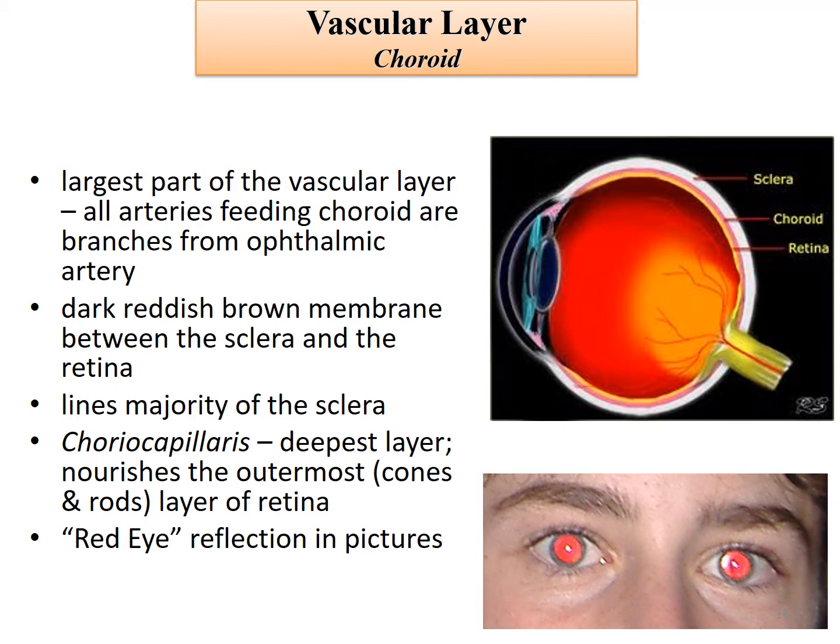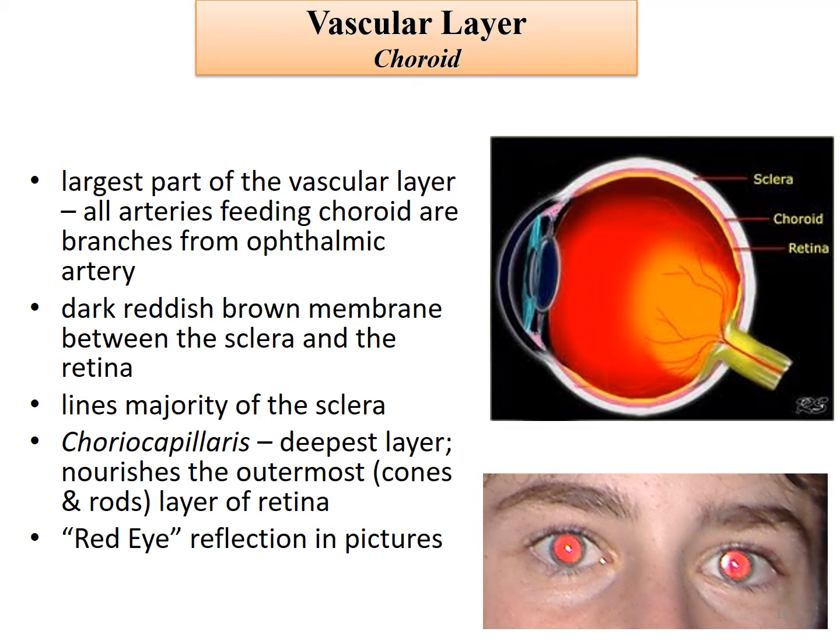About the vascular layer, the choroid, okay? The largest part of the vascular layer is the choroid, right? All the arteries feeding into it are branches of the so-called ophthalmic artery, all right? It has a darkish reddish brown membrane that's between the sclera and the retina. It lines the vast majority of the sclera.